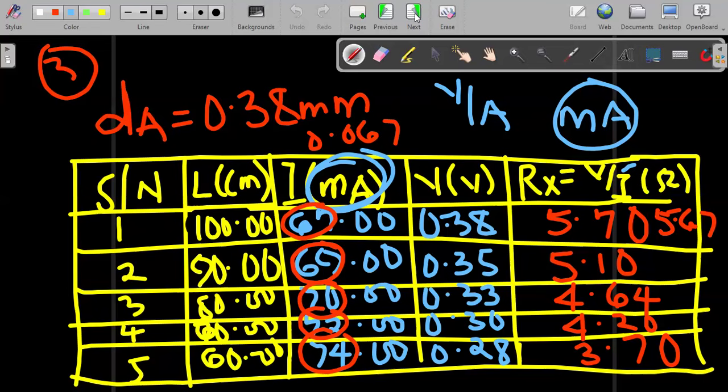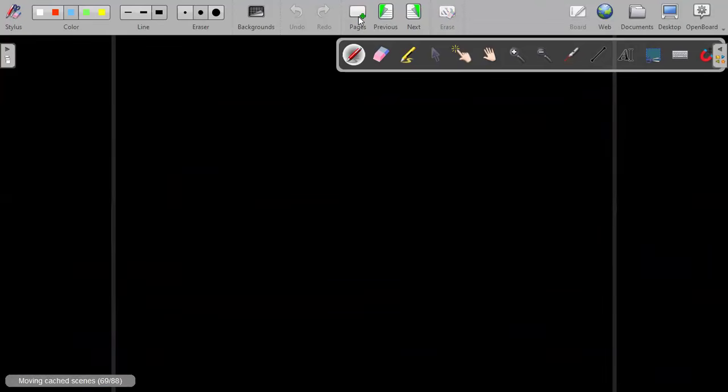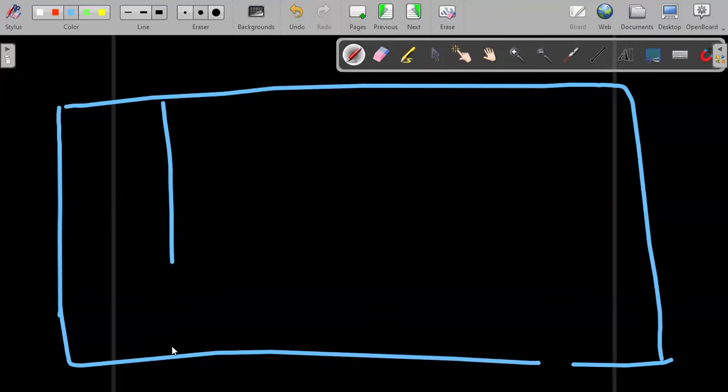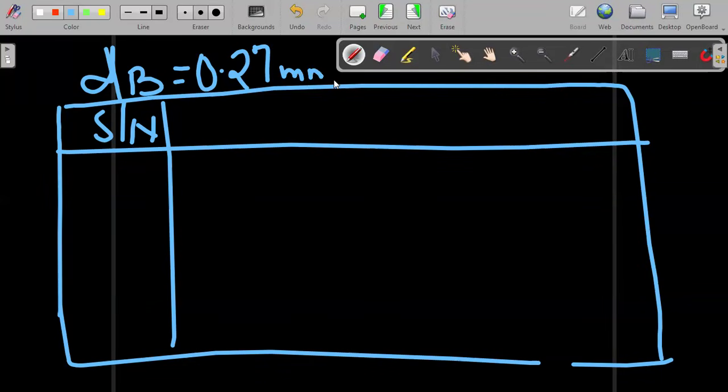So let's do it for the second constant wire B. For the second one, this is what you are going to have. You got the same table. You have your serial number of times the experiment will be conducted. So the diameter of the second constant wire, DB. That's the diameter. Now you get the diameter using a micrometer screw gauge. I hope you know what a micrometer screw gauge is. That's what you use to get the value. So for this, the diameter of the constant wire B is 0.27 millimeter.